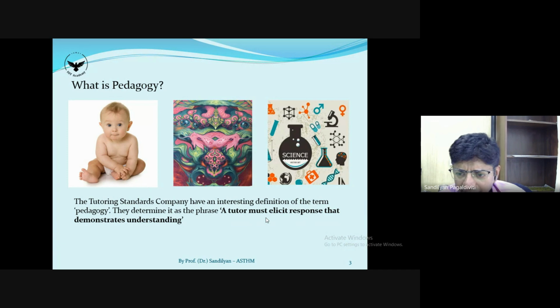Anyway, let's continue. Deepthi, as you have mentioned, yes, it is childhood learning. In this slide, if you can see the pictures, what I want to signify here is pedagogy means teaching children, and the second picture is that of an artistic picture, and the third one is science. So, what I want to indicate here is pedagogy is the art and science of teaching children.